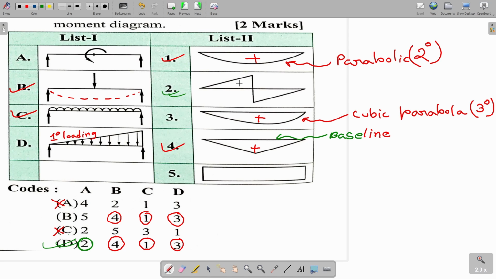Don't get confused with the sign convention. The sign convention is a bit confusing, but don't get confused. You can simply see that this is a cubic parabola, so this is 3 degree. This is a 2 degree parabola. And this is a straight line, it is of 1 degree. Just remember this one.